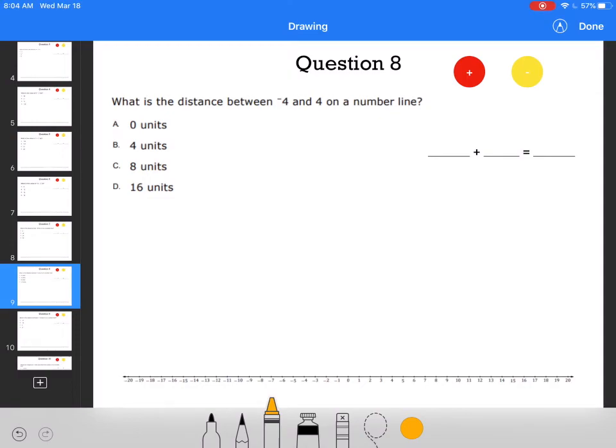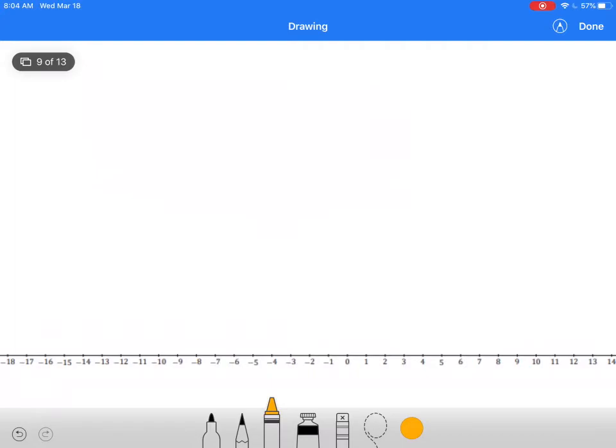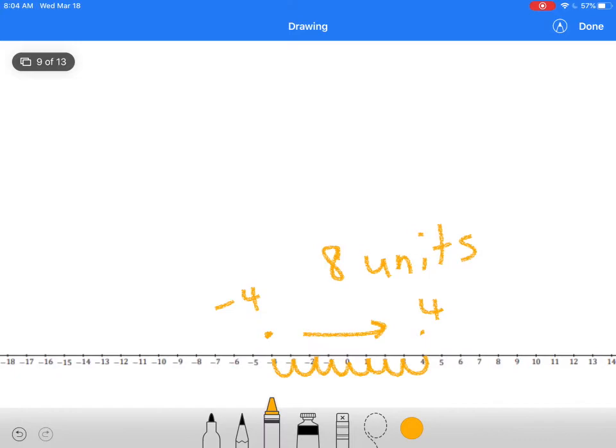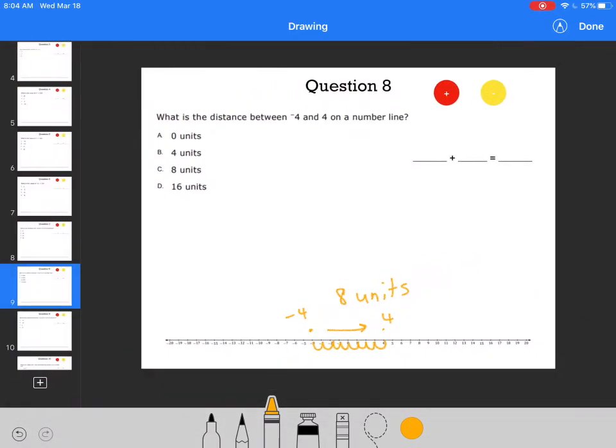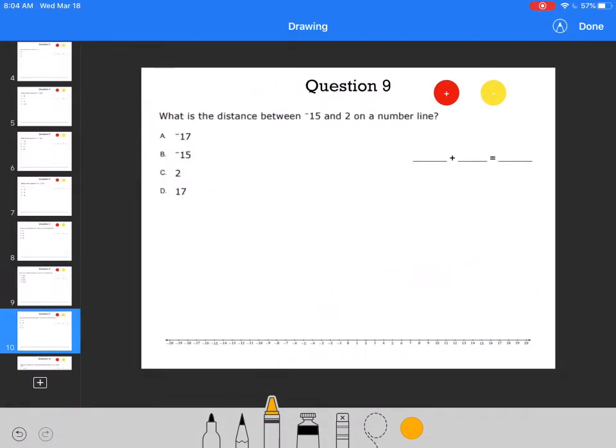The next one says, what is the distance between -4 and +4? So again, I've got -4 and I have +4, and I'm going to count the jumps in between. So that's 1, 2, 3, 4, 5, 6, 7, 8. So I have 8 units. So I'm trying to get from -4 to +4. Distance is always positive, so it's 8 units.